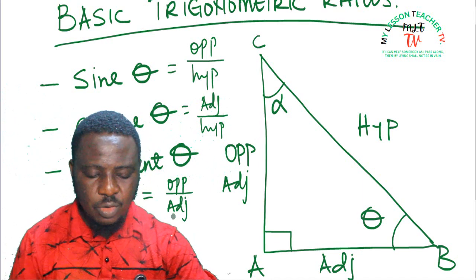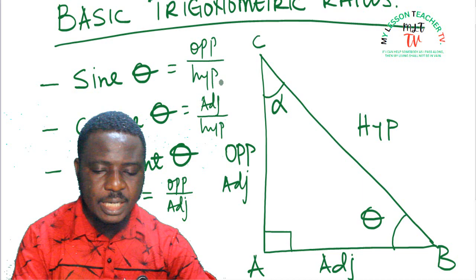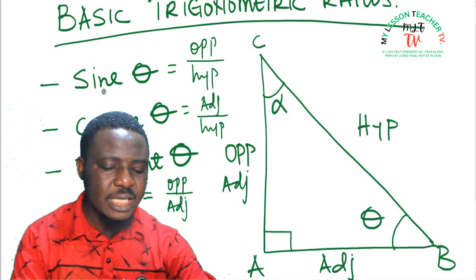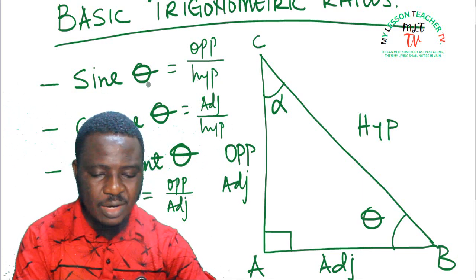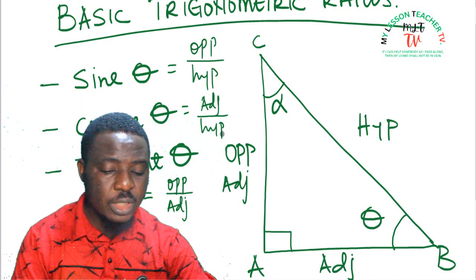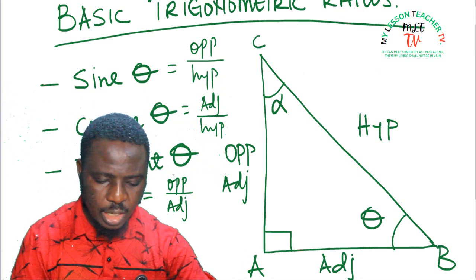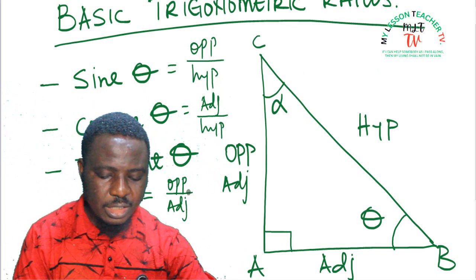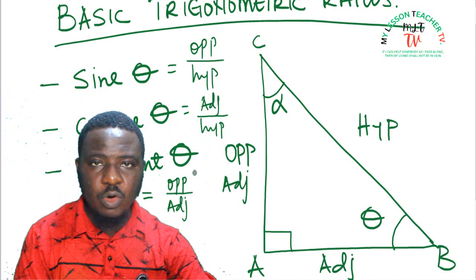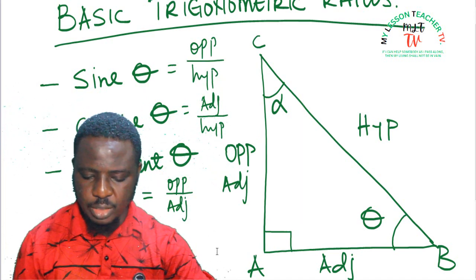So in any right angle triangle, the ratio between the opposite side to the hypotenuse side is said to be the sine of that angle theta, while the ratio of the adjacent side to the hypotenuse side gives us the cosine theta of that right angle triangle, while the tangent is said to be the ratio of the opposite side to the adjacent side of that right angle triangle.